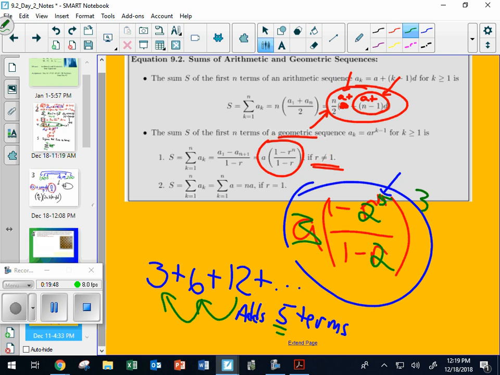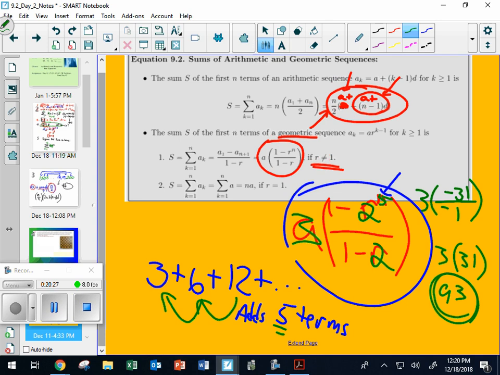3 times (1 minus 2 to the 5th). 2 to the 5th is 32. 1 minus 32 is negative 31, all over 1 minus 2. Well, that's kind of nice at least. 1 minus 2 is negative 1, and that just cancels off the negative. So it ends up being 3 times 31. I can do that in my head. 93. Unless I messed up, which is humanly possible. Can anybody verify they got the same exact thing? Okay, good. All right.